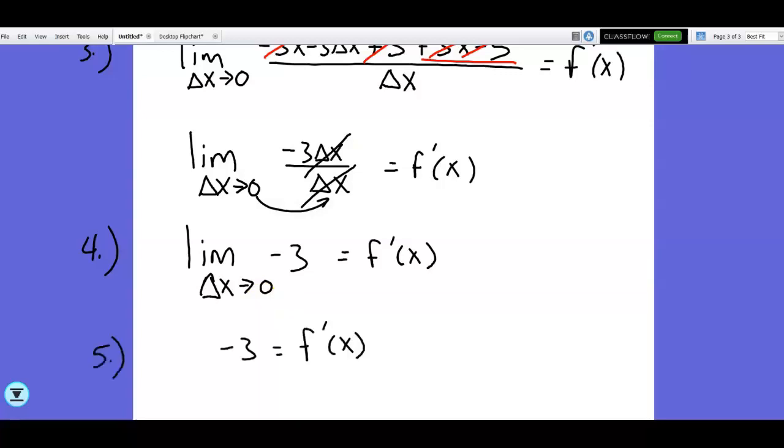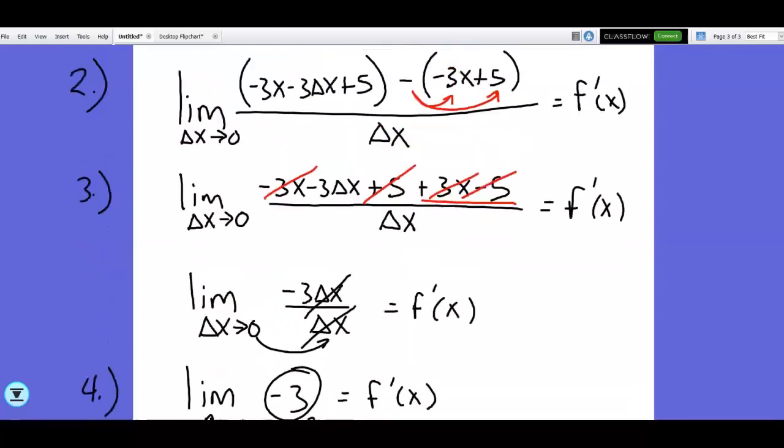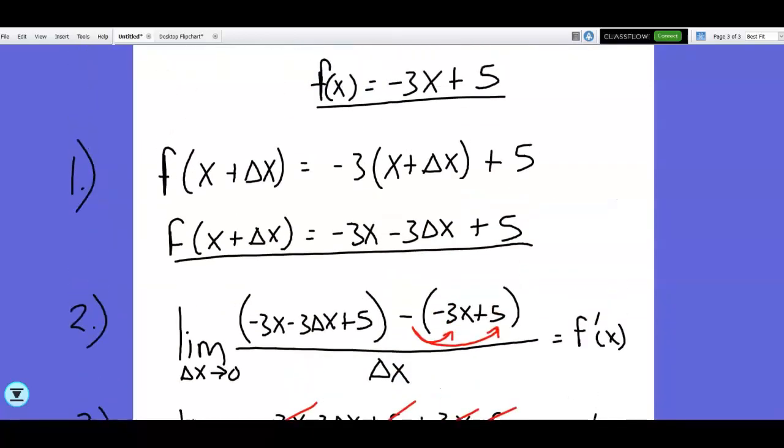And once again, like in my example, there's nowhere to plug 0 in for delta x, so since we can't plug it in, the answer is just going to be the constant there, which is negative 3. Okay, and so once again, we've used the limit definition to find the derivative of a function instead of our shortcut. The shortcut would tell us right away that the slope would be negative 3 because the slope of this is negative 3 and the slope of this is 0. But there we have it.